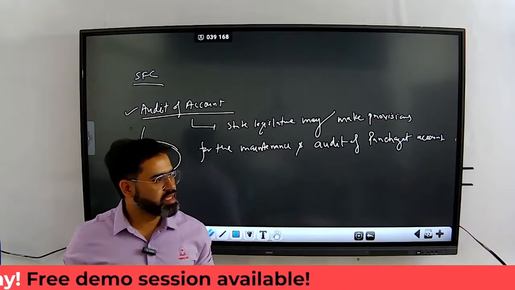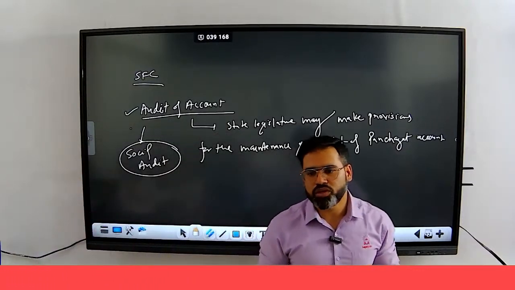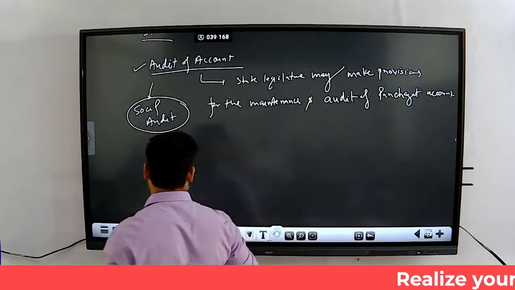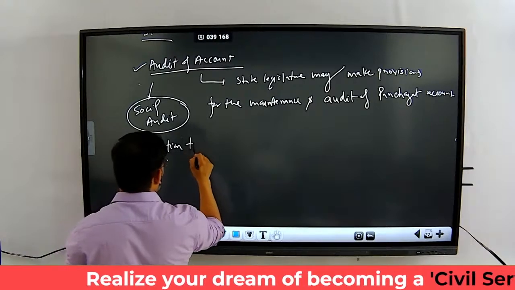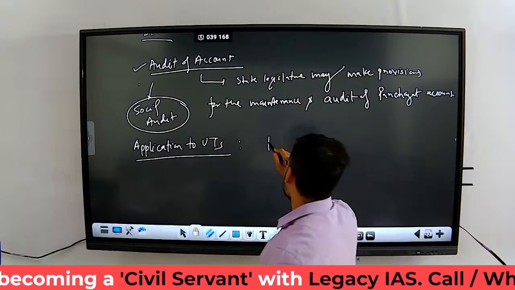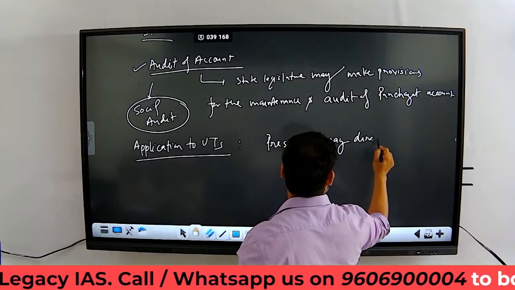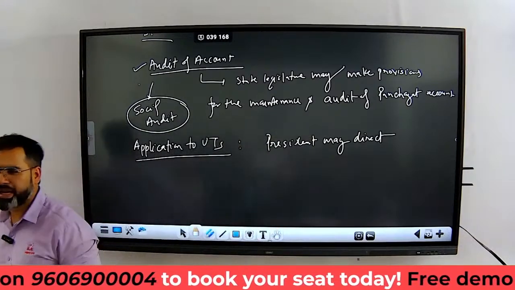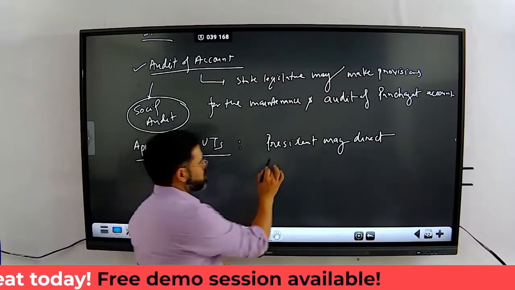Clear? And the next feature is application to the union territories. Whether this 73rd Amendment will be applicable to the union territories or not. So, application to the UTs: the President will decide. The President may direct which provision should be implemented and which provision should not be implemented. The entire authority is with the President of India only.